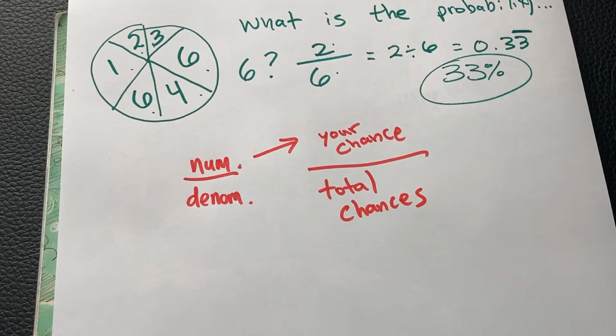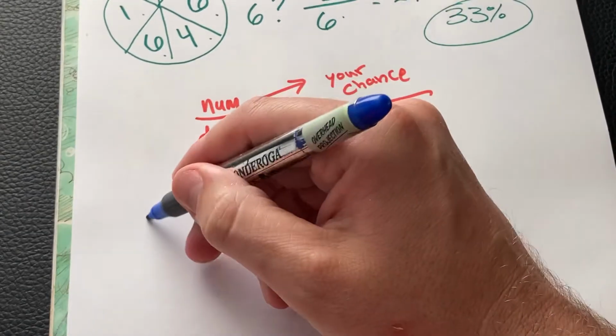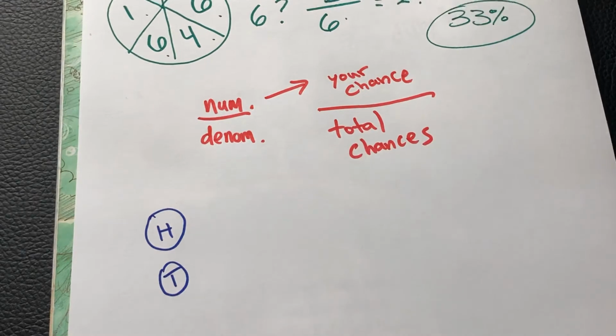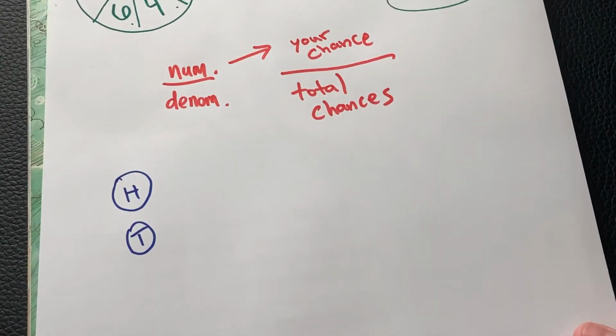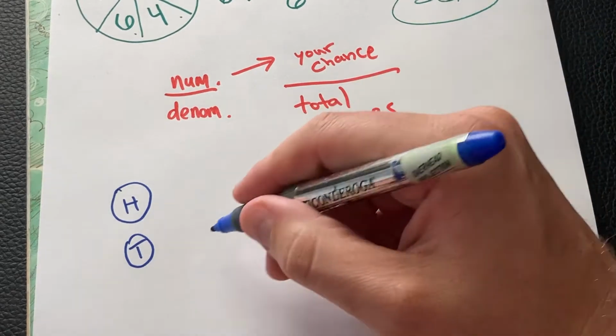Let's do another one. Say you're playing heads and tails with a quarter. You're watching the Super Bowl. They flip a coin before. One side is heads, one side is tails. Let's start with the denominator. How many total chances, how many sides of the coin are there? There's 2.